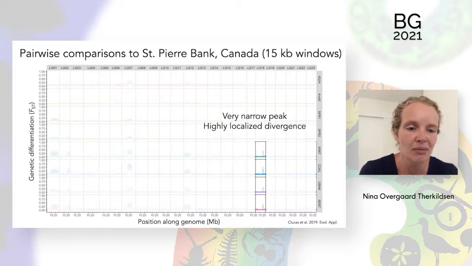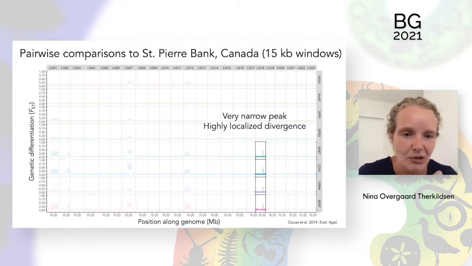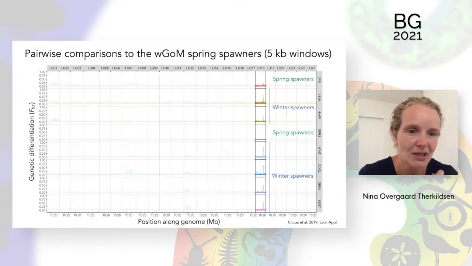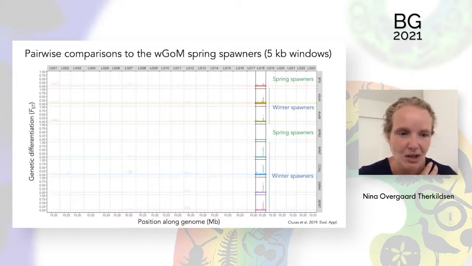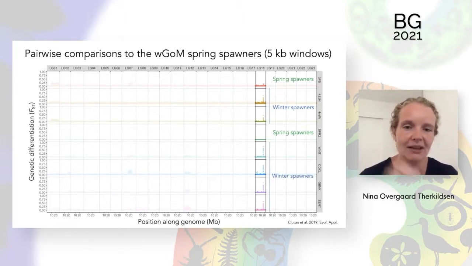But what we're also seeing is this narrow region of divergence that's highly localized in the genome. And this particular peak here actually differentiates populations that spawn in the spring and the winter. So it's a biologically meaningful signal. But it's so narrow that with sparse sampling, for example, RAD sequencing, we might completely have missed this.